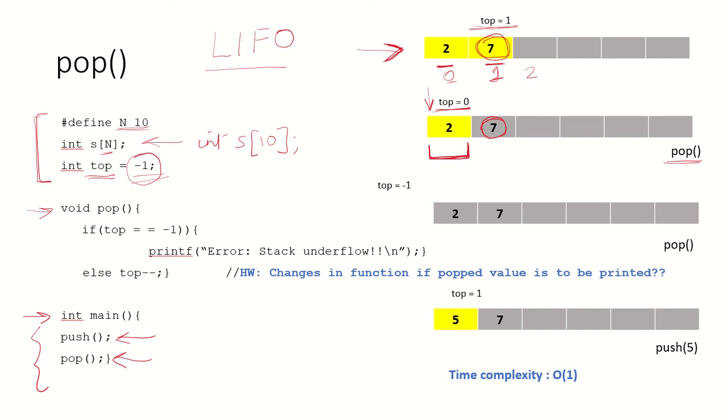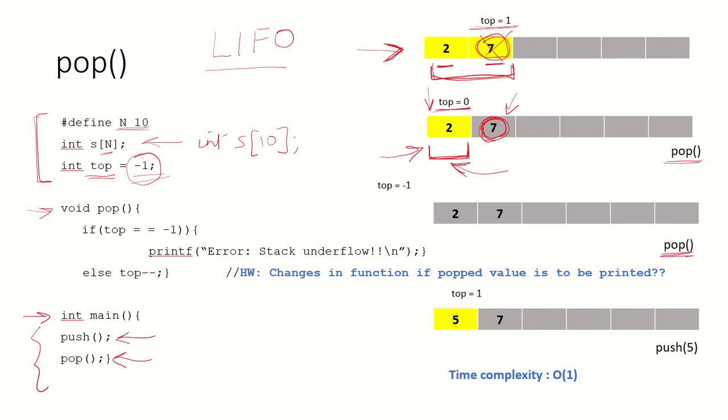The active stack is only this part of it. Like earlier, the active stack was only this. On deleting or popping out the first element from the stack, the active stack is only this much. So even though 7 might be present over there, and it will be till the time it is overwritten, it is not part of the stack anymore.